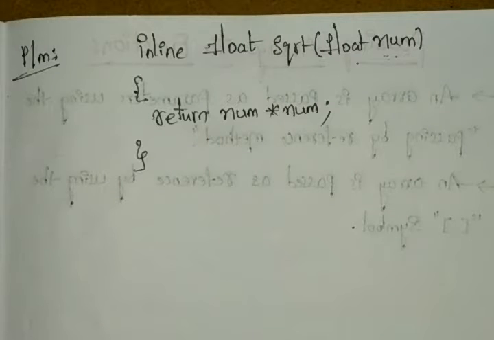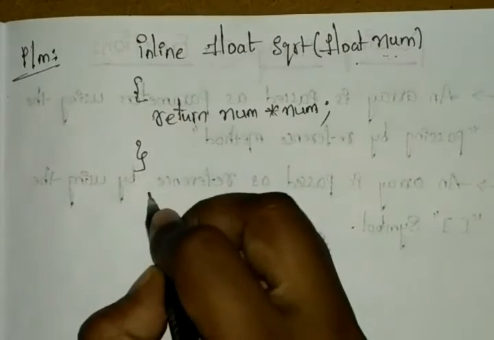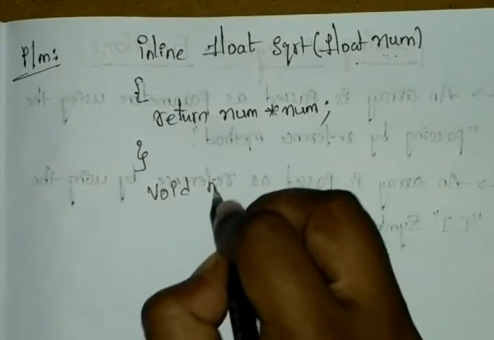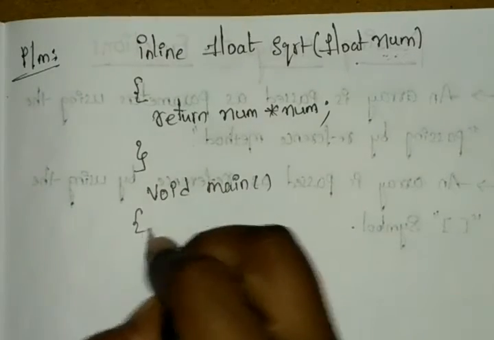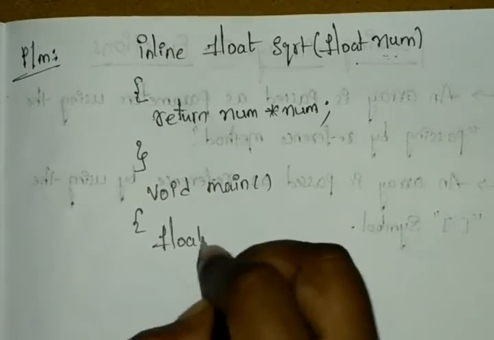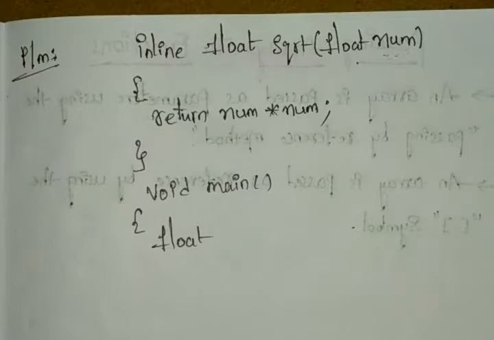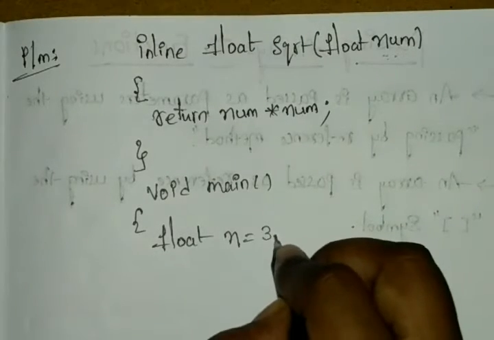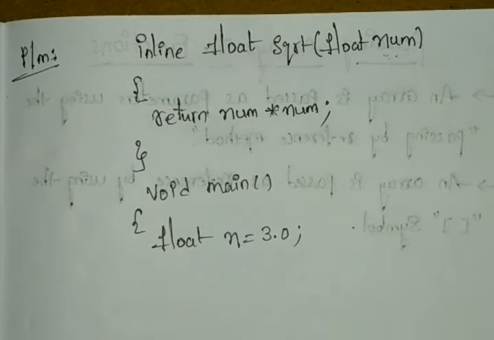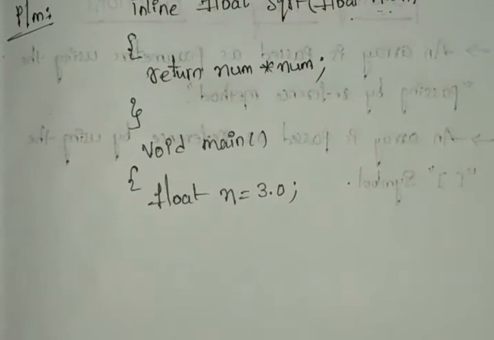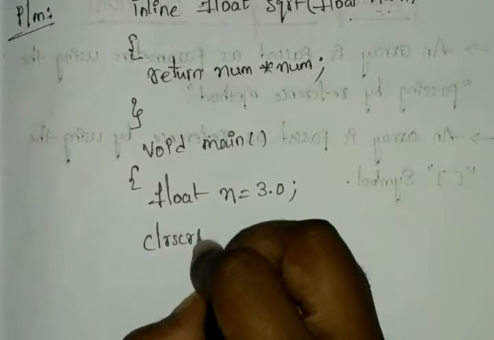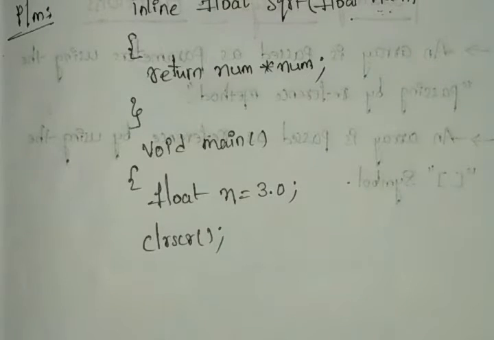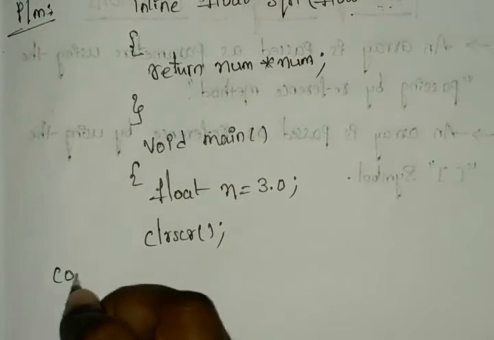After that we need to start our main function, void main. Here void is the return type and main is our function. In it I'm starting with a float, and this float has one value, n equal to 3.0. Here I'm using clrscr, if you need it. clrscr clears the screen. Okay, and here cout.